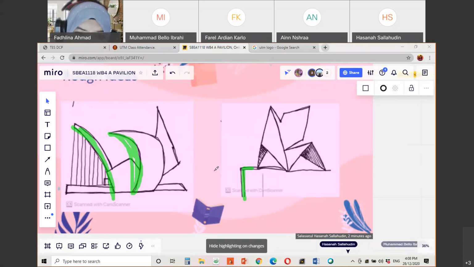I think the elevation is okay. Not really okay, but it can be developed. I can see your ideas, and I am able to see the floor plan. Okay. So please look up the SketchUp after this. Alright.